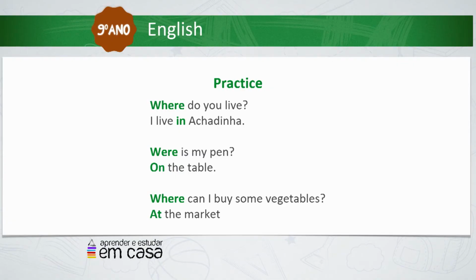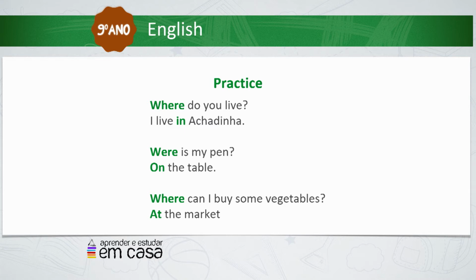Next sentence. Where is my pen? Well, students, the answer to the question, where is my pen, is on the table. Why did we use on? It's easy. Remember that we use on when we talk about surfaces, and the table is a surface and the pen is on it.